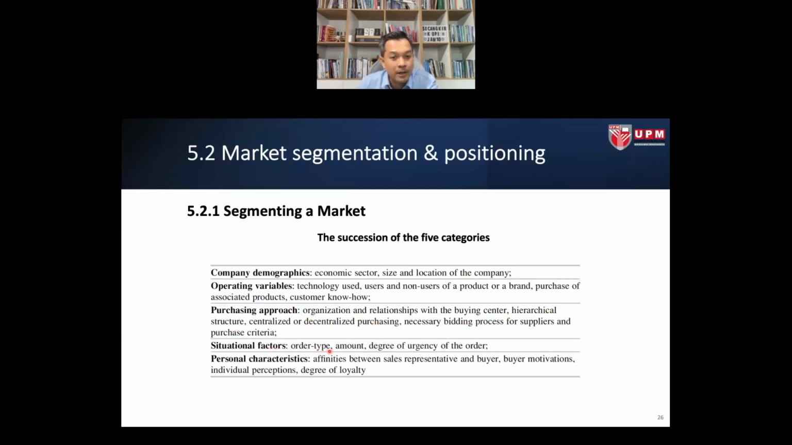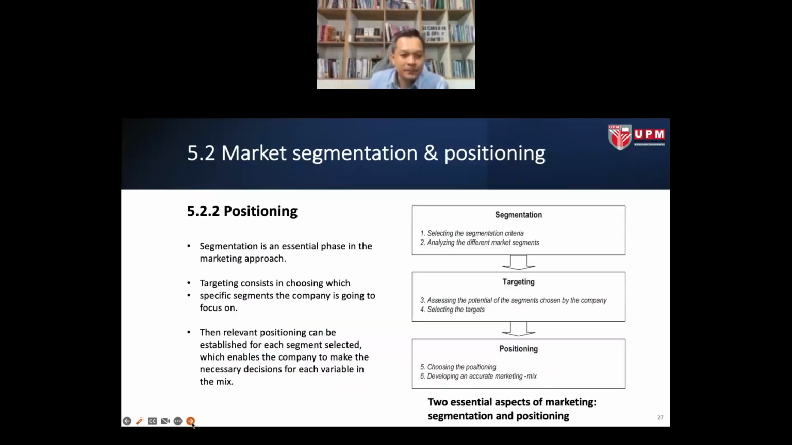Situational factors like order type. Sometimes they order in bulk, for example, Air India ordered 787 type. Sorry, 737-800 type of aircraft. Recently, they ordered 100 numbers of the same type of aircraft. And the degree of urgency of the order, right? And finally, personal characteristic, which is the hardest to get. Basically, affinities between sales representative and the buyer, motivations, individual perception and degree of loyalty, right?